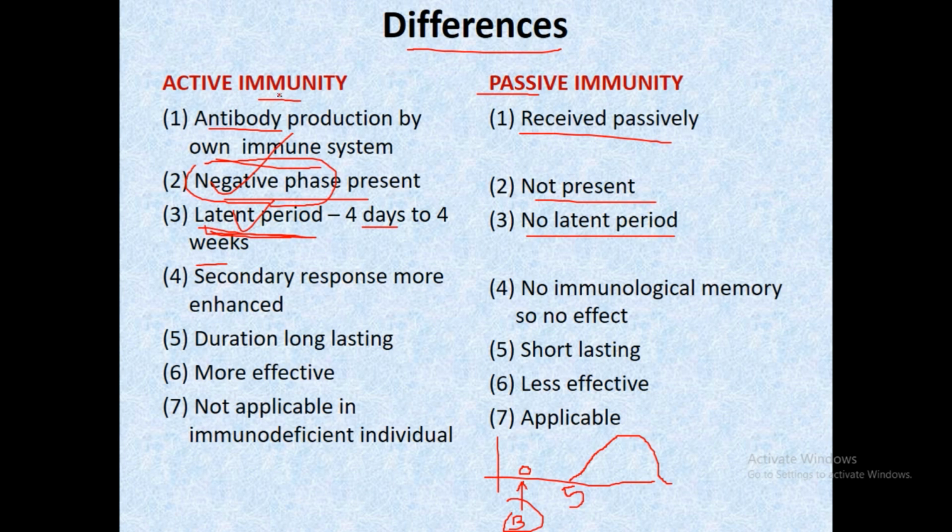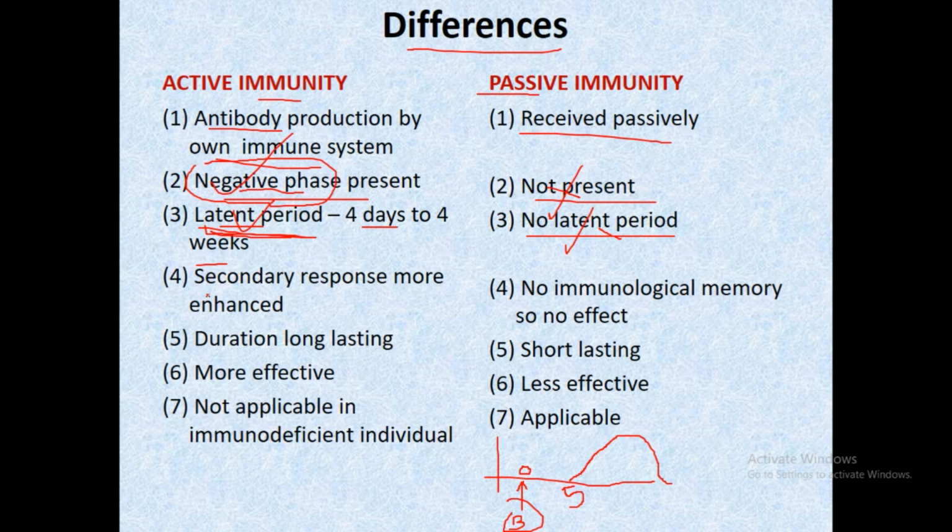So in active immunity, where our own immune system produces different types of antibodies, the negative phase is present and the latent period is 4 days to 4 weeks. But in passive immunity, where we receive immunity directly from some other source, there is no negative phase and no latent period.